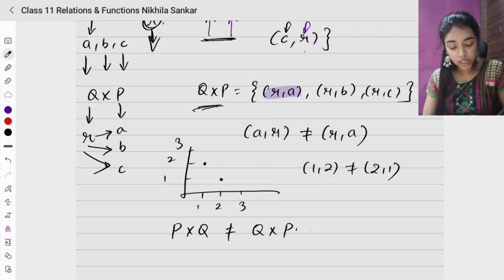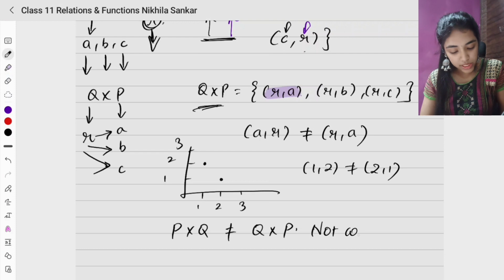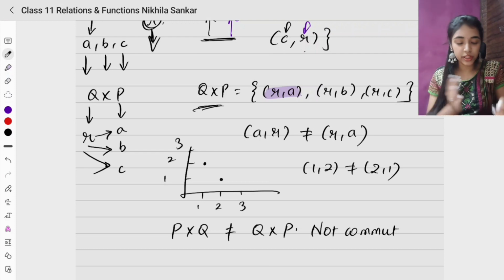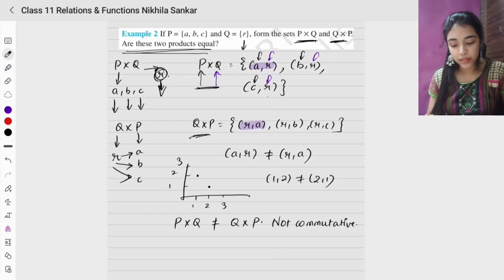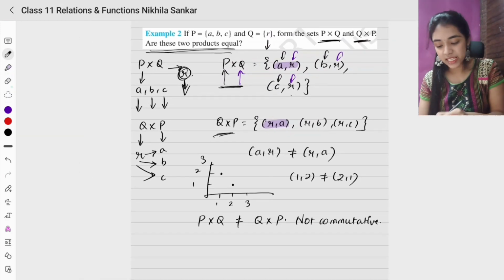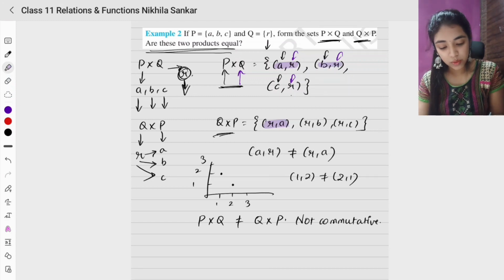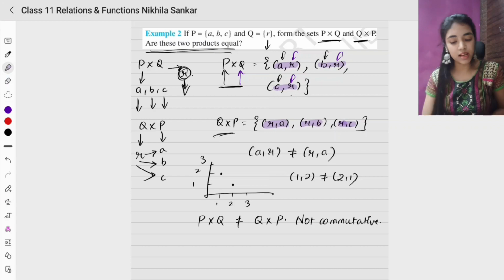So it is not commutative. This particular property is called commutativity, which we'll learn later, but since we are learning about this now, I'll tell you. This is not commutative. Okay, please copy. Basically each and every individual element is not equal. (p, r) is not the same as (r, p) and (c, r) is not the same as (r, c). Okay.